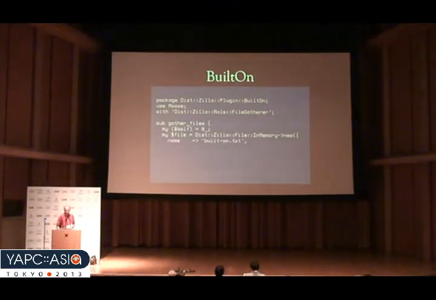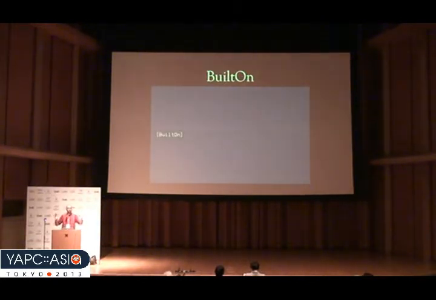And when it runs, it's going to build a new file for the distribution called built on, and the contents of the file will be whatever comes out of uname. Adds the file to the distribution, and you're done. This is the entire plugin. If you take this plugin and you want to use it, then in your dist.ini, you just say, built on. I want to use the built on plugin.